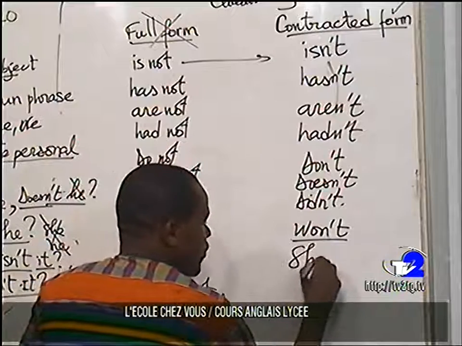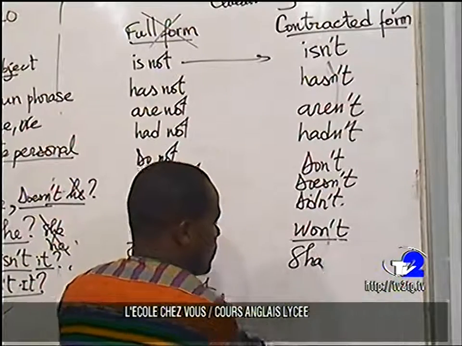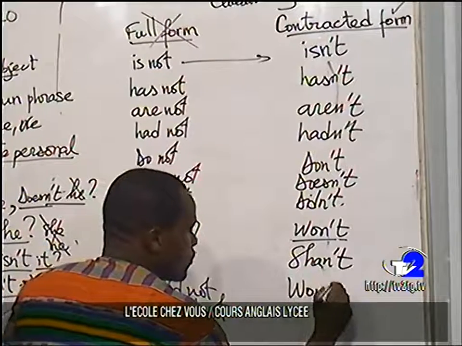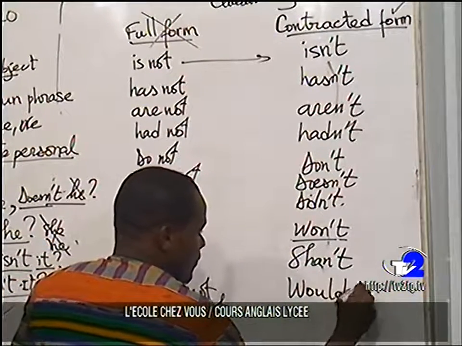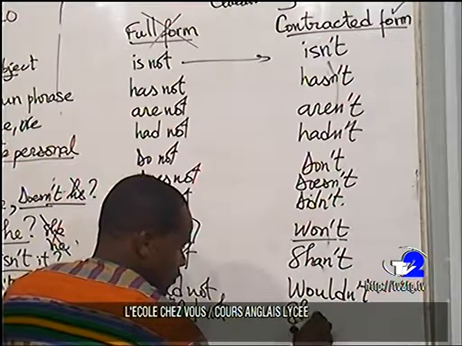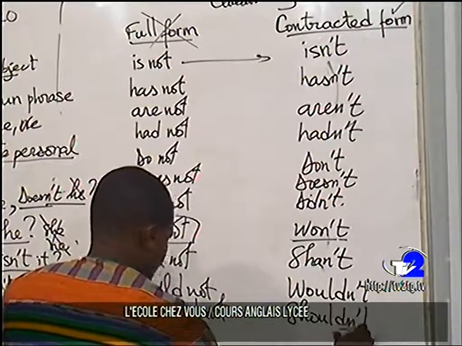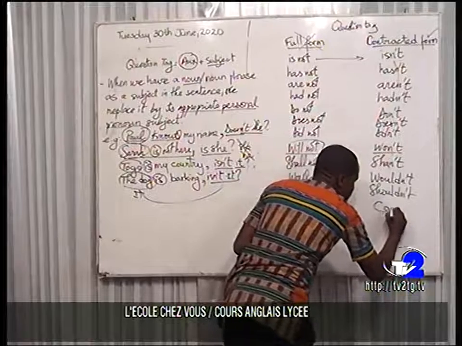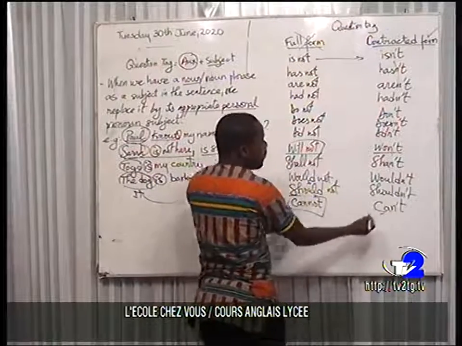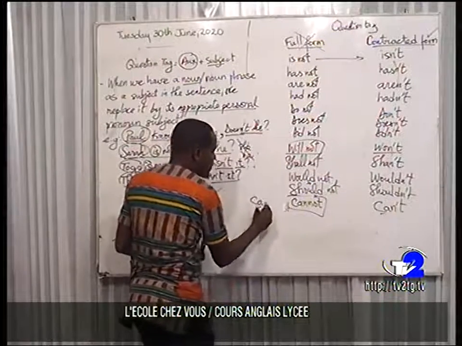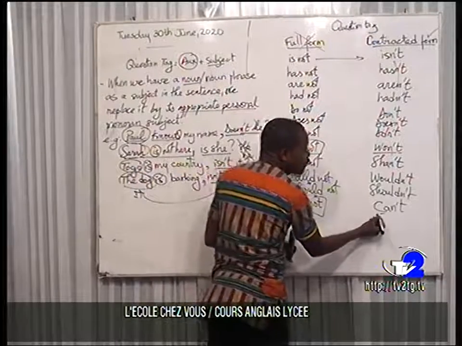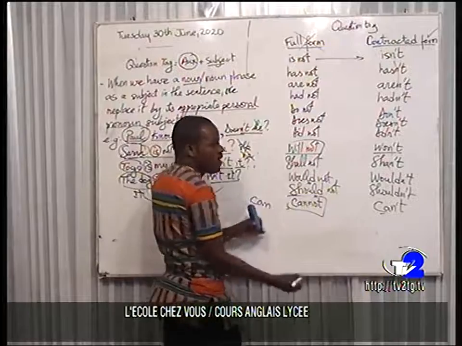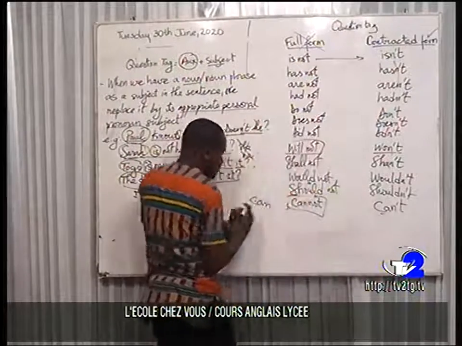Shall not. Don't say shall not. Say shan't. I shan't go. Would not. Don't say would not. You say wouldn't. Shouldn't. Cannot. Don't say cannot. Say can't. I can't. When we say this one, its pronunciation is can. By negative form, we say can't. I cannot follow you. I can't follow you. That is the correct pronunciation.